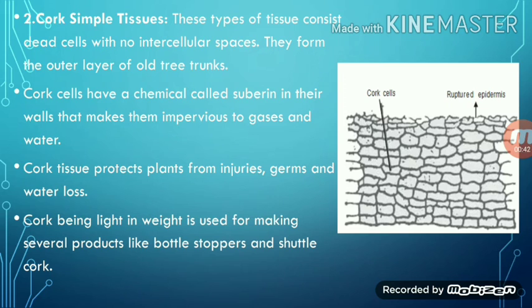It is used in making several products like bottle stoppers and saddles of cork. So these are the tissues which are only for protection from injuries, germs, and water loss.